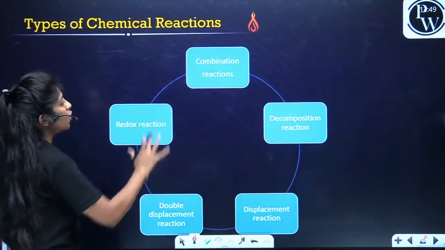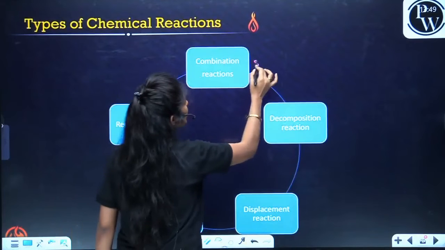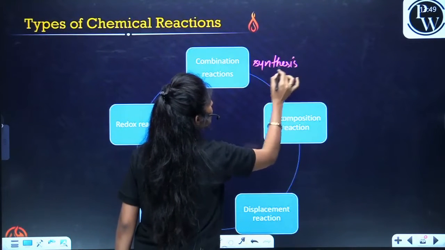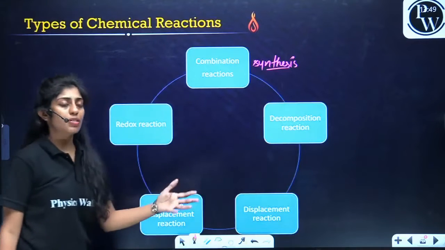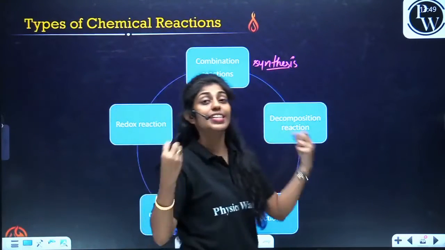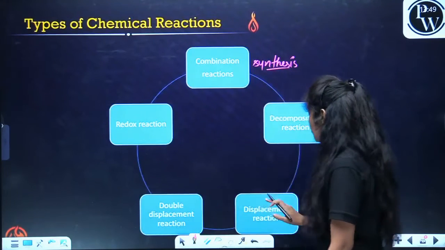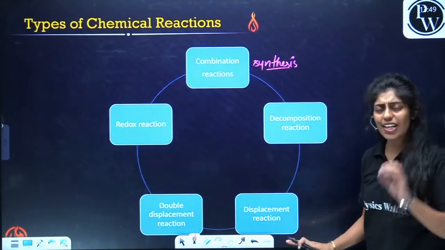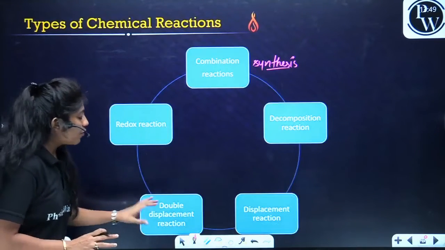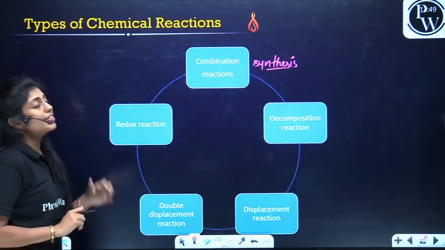So one is the combination reaction. We also call it a synthesis reaction. Why? We will know in some moment. Then the decomposition reaction, as the name suggests, something is decomposed. Next we have the displacement reaction, very important from the examination point of view. We have the double displacement reaction and the redox reaction.